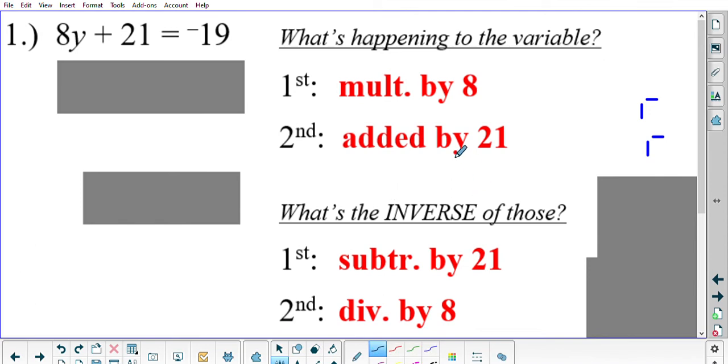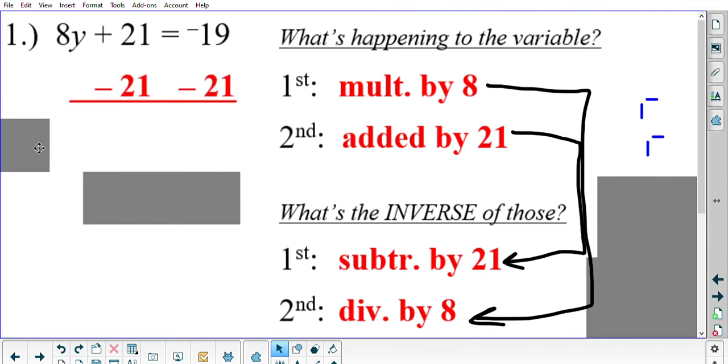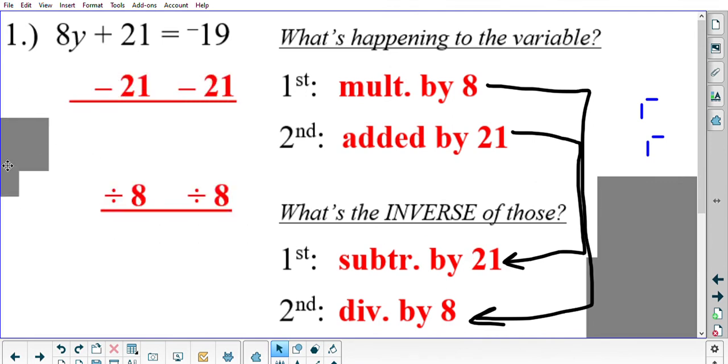Maybe it helps some of you to draw these type of things. What was last gets inversed first. What was first gets inversed last. Maybe that type of thing helps you. I don't know. All right, first inverse, subtract by 21. Boom. Did you do it on both sides? Last inverse, later, divide by 8. Where do we have subtraction? Well, we have them on the subtracting by 21s. That's where you make it adding the opposite.